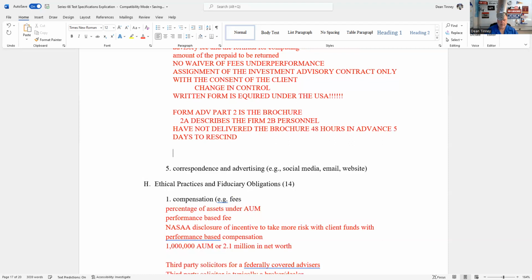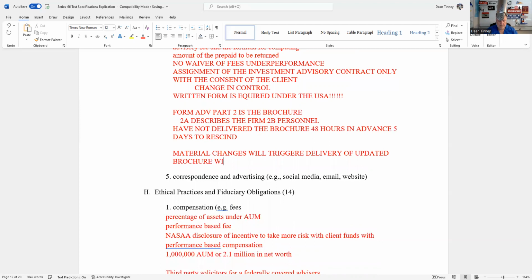Okay, material changes in that brochure. It means material changes in the firm, because that's how we're going to disclose that. And so if there are material changes in our investment advisory, we're going to make that known to each client within 120 days. Material changes will trigger delivery of an updated brochure within 120 days of year end, or fiscal year end, I should say.